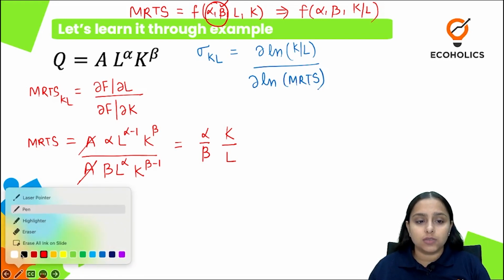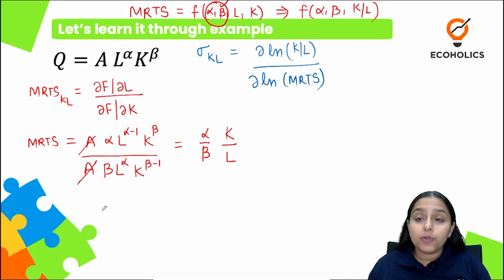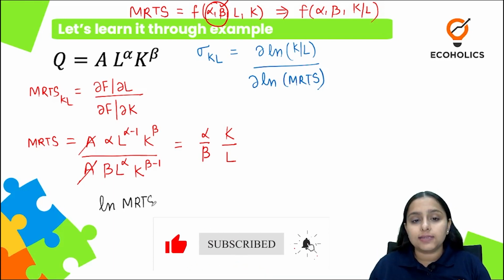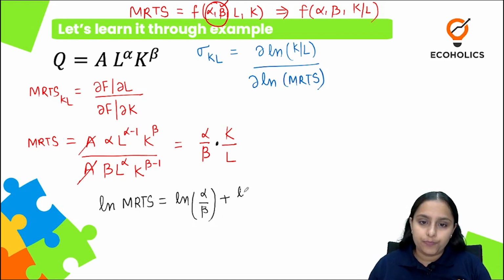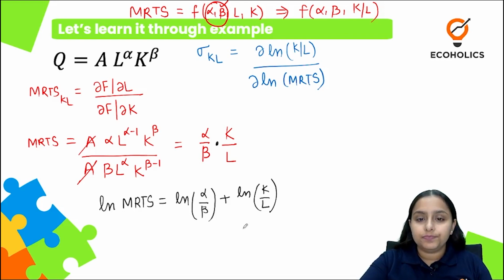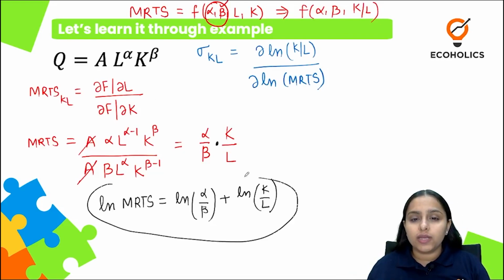Now, after getting this MRTS, the next step requires you to, I will choose another color so that you know this is the first step, this is the second step. Now the next step requires you to take log on both sides. So log MRTS is equivalent to log alpha by beta. Since these are in multiplication, after taking log, you will get a plus here. So log K by L.